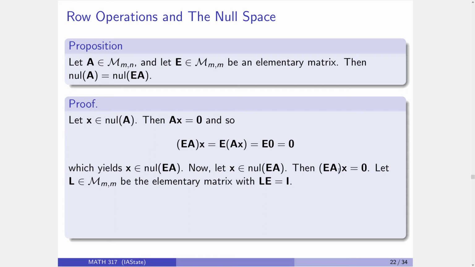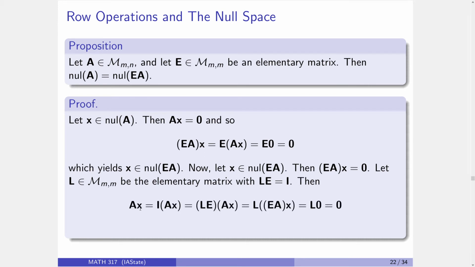Right. Again, every row operation can always be reversed. You can always undo a row operation after you do it. Row operations are not permanent destruction of your matrix. You can always undo them. So, let L be the row operation that undoes the row operation E.